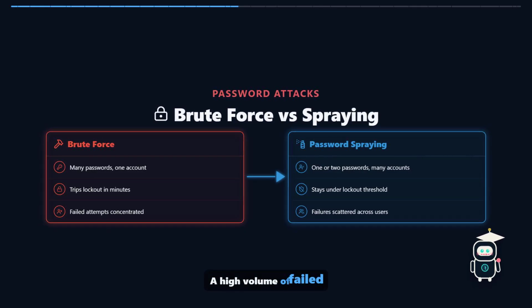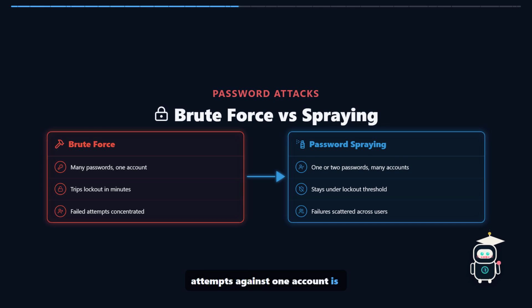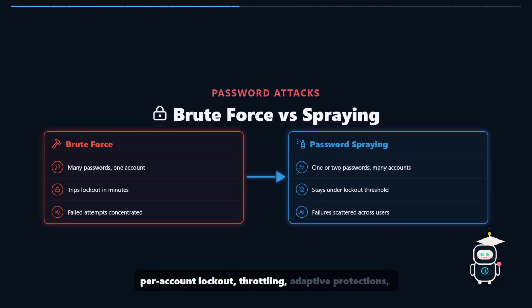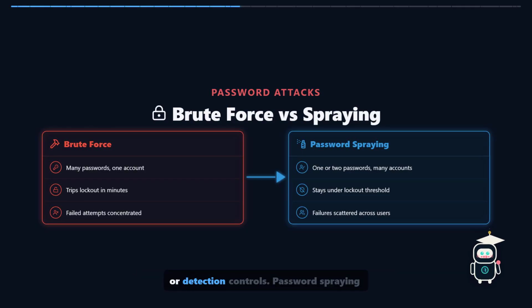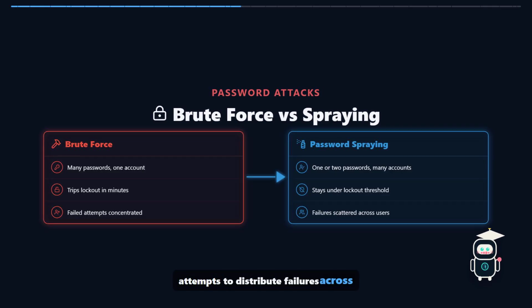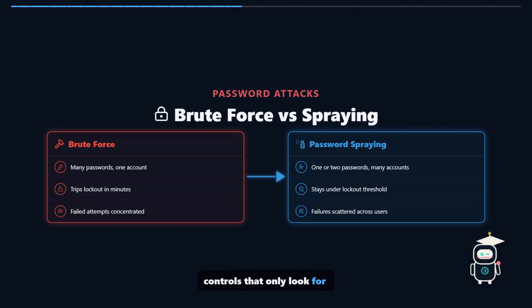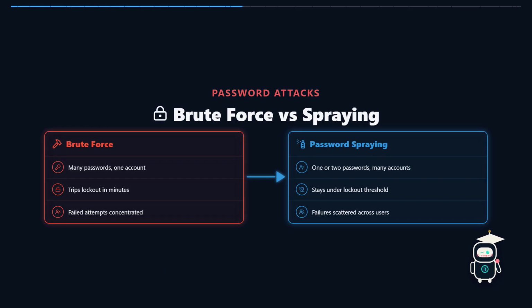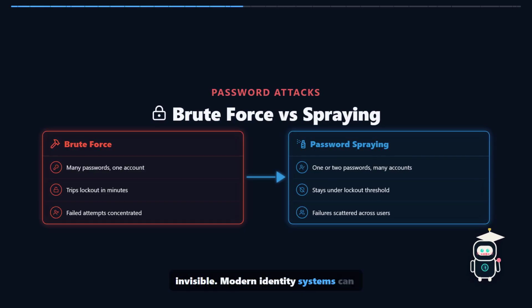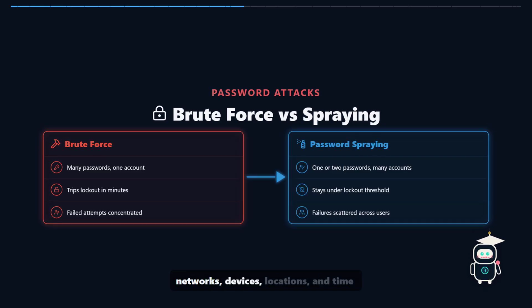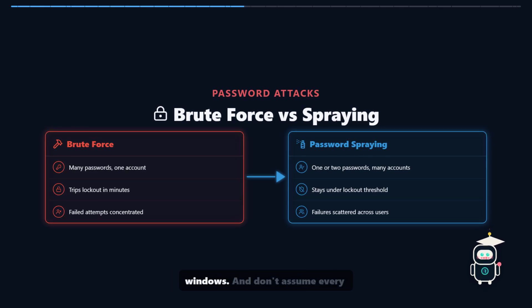A high volume of failed attempts against one account is often more likely to trigger per-account lockout, throttling, adaptive protections, or detection controls. Password spraying attempts to distribute failures across many accounts, potentially avoiding simple controls that only look for repeated failures against one username. But don't assume spraying is invisible. Modern identity systems can correlate activity across accounts, source networks, devices, locations, and time windows.